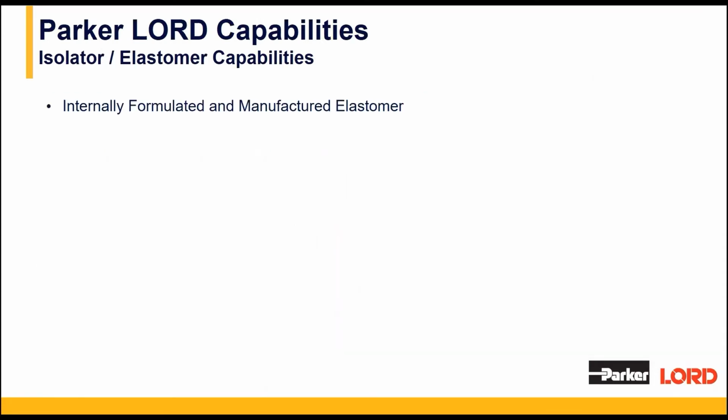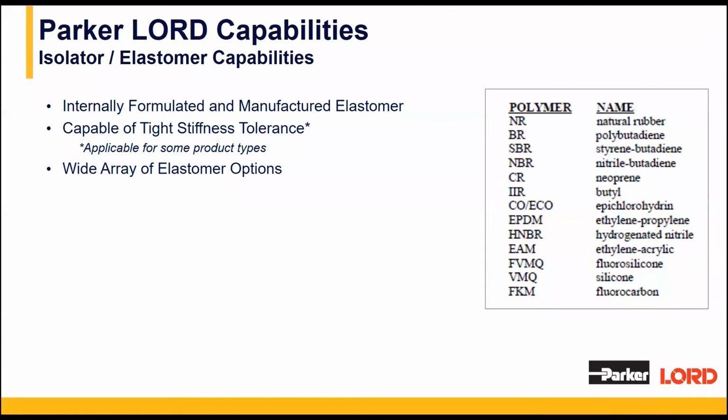In terms of materials and elastomer, LORD internally formulates and manufactures its own elastomer. We're capable of tight tolerances in performance, which is applicable for some product types. Some of them have inherent variability to them, but others we can really tighten down the screws if we need to. And we have a wide range of elastomer types that are available to us.